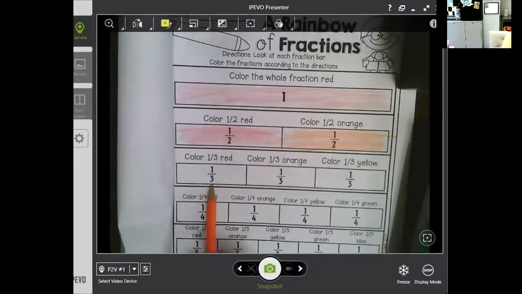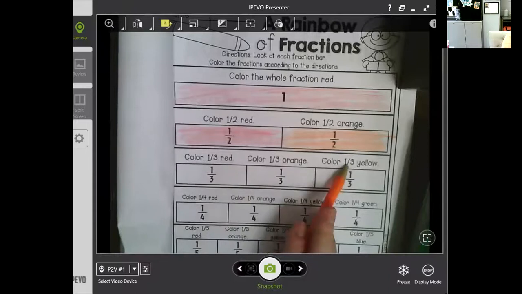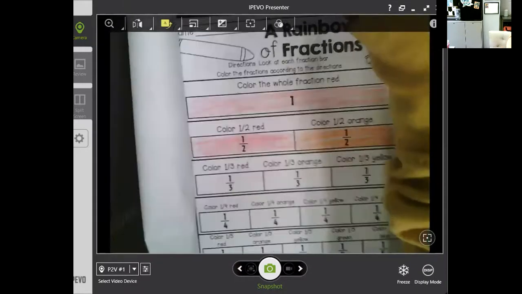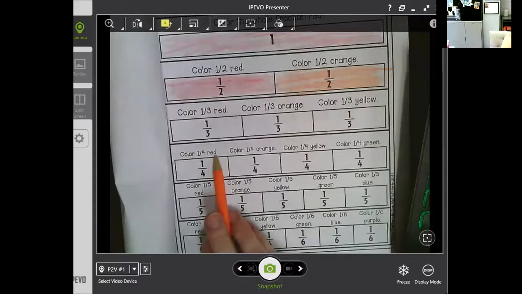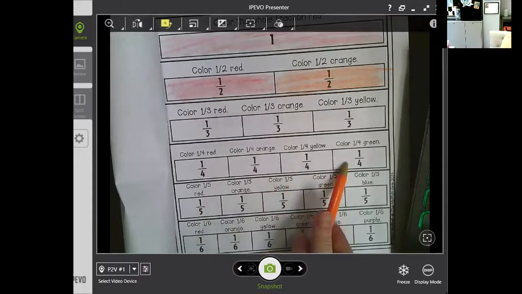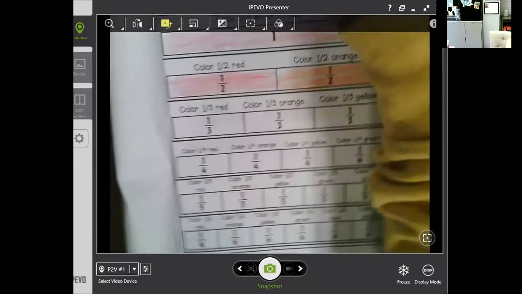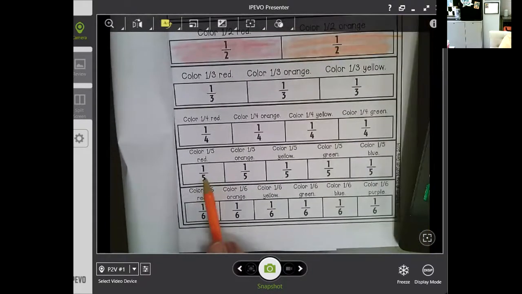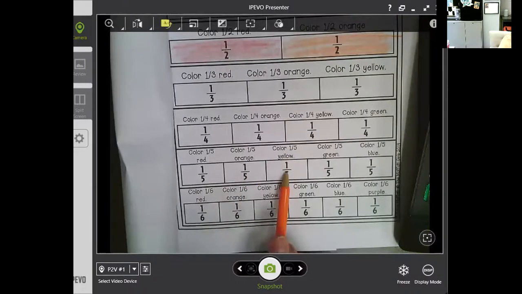Color 1/3 of this bar red, 1/3 of this bar orange, 1/3 of the bar yellow. There's going to be 3 different colors here. Okay. Next, you'll color 1/4 of the bar red, 1/4 of the bar orange, 1/4 of the bar yellow, and 1/4 of the bar green. Okay. Next, you're going to color 1/5 of the bar red, 1/5 orange, 1/5 yellow, 1/5 green, 1/5 blue, and so on to the last row. So don't be tricked. It tells you exactly what to do, and it has the directions over top of the part of the bar that you'll be coloring. So just pay attention to that and don't make it more difficult than it needs to be.